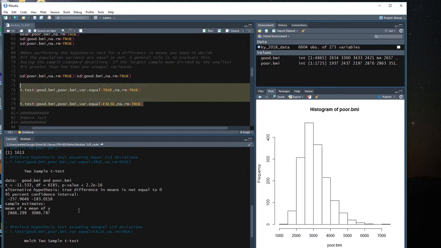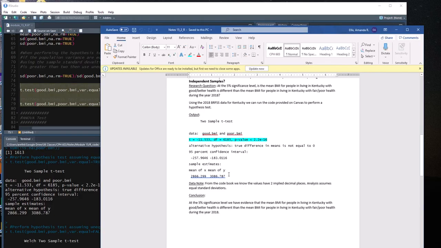In the Word document, I chose to assume equal standard deviations because that was the same choice we made when we looked at the confidence intervals. And so you'll see that output right here. But now, instead of looking at the confidence intervals like we did last time, we're interested in this piece. Again, we have our test statistic, the degrees of freedom, and our p-value. Note that our p-value is very small here, so we are able to conclude that the mean BMI is different between the two groups.